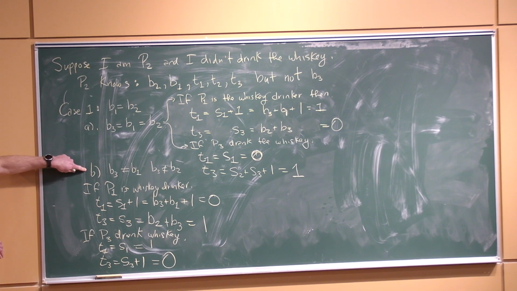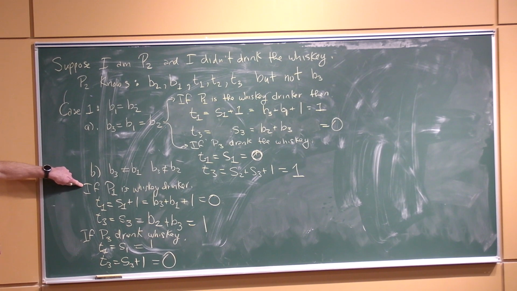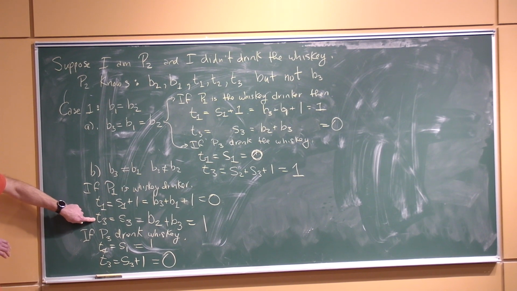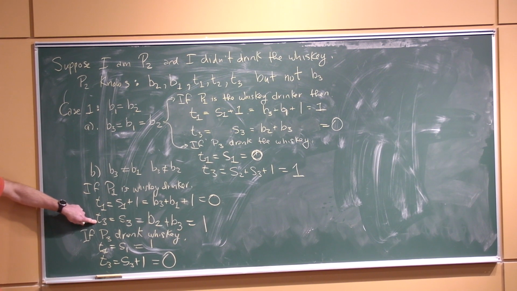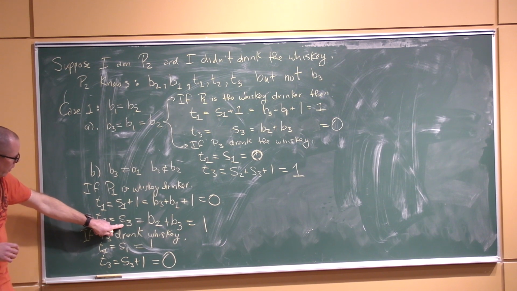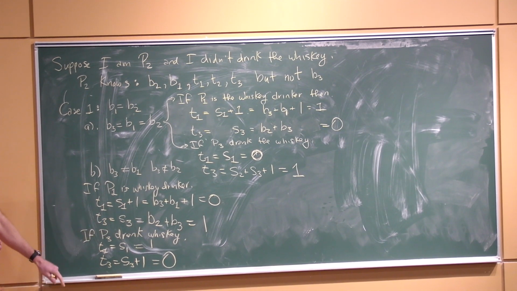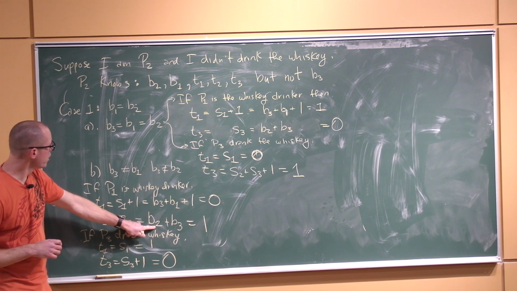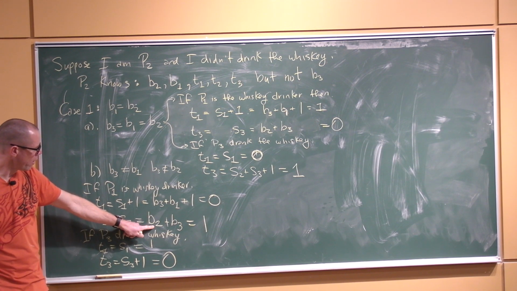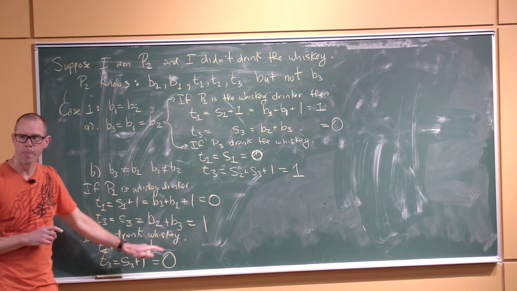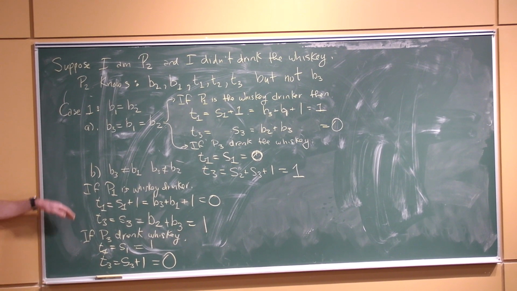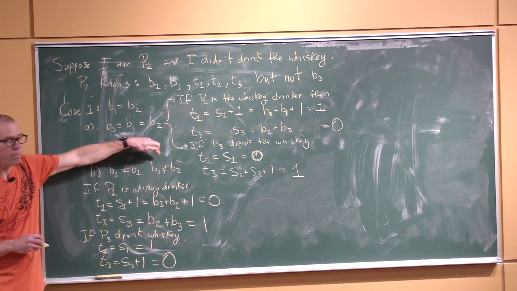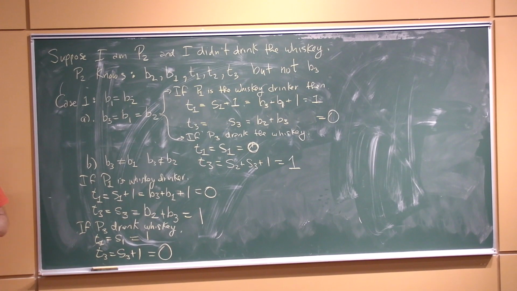1B. So if P1 drank the whiskey, then that means P3 didn't, so he's not going to lie. He's going to say his value was S3, which, if you look over there, is B2 plus B3. And this is the case, if you're in case B here, B2 and B3 are not the same. So they get a 1.